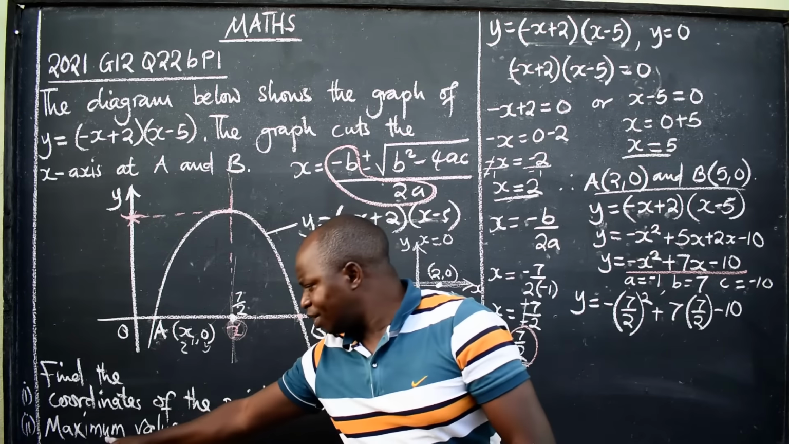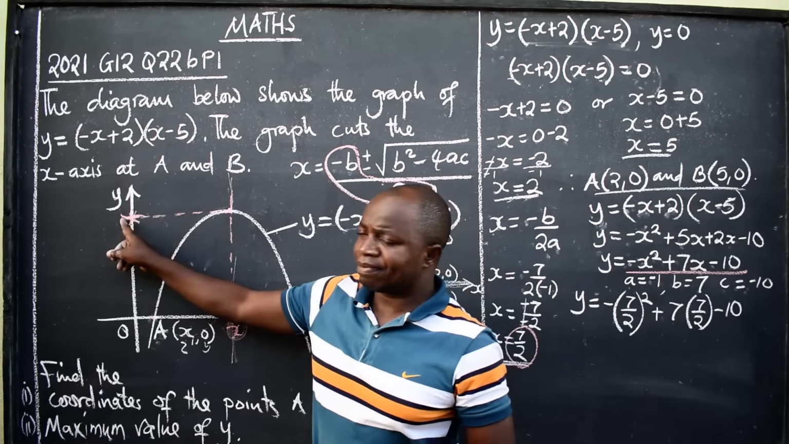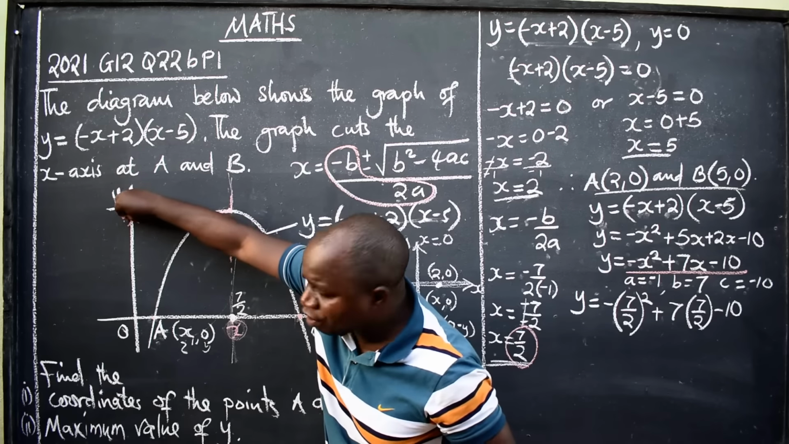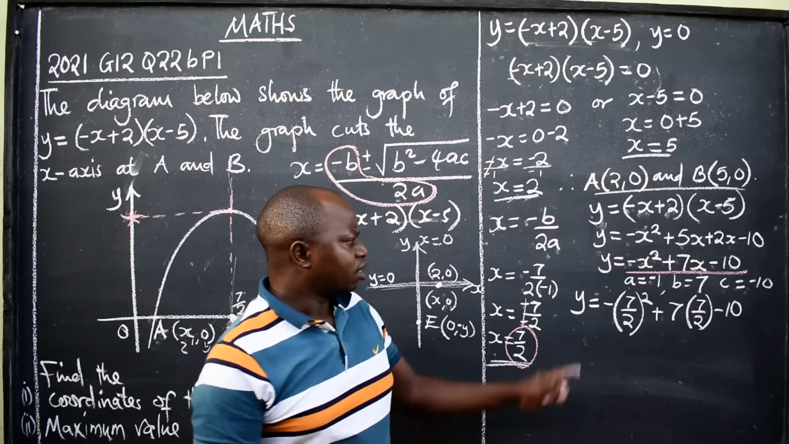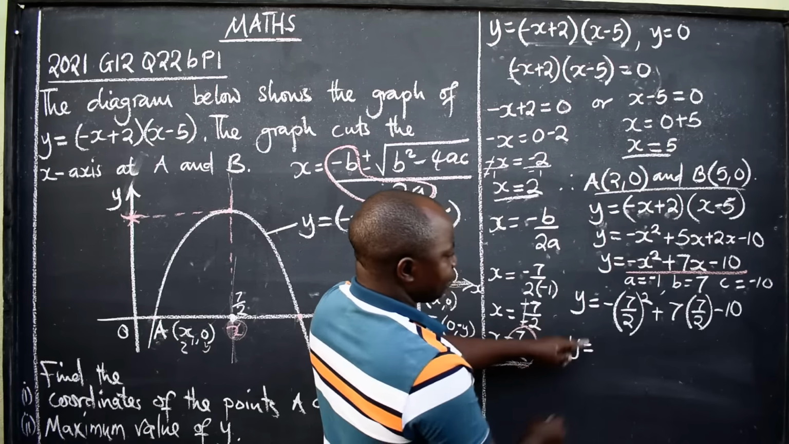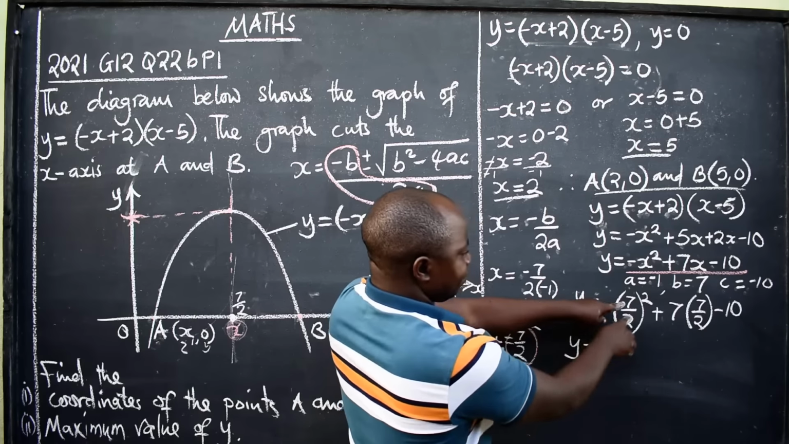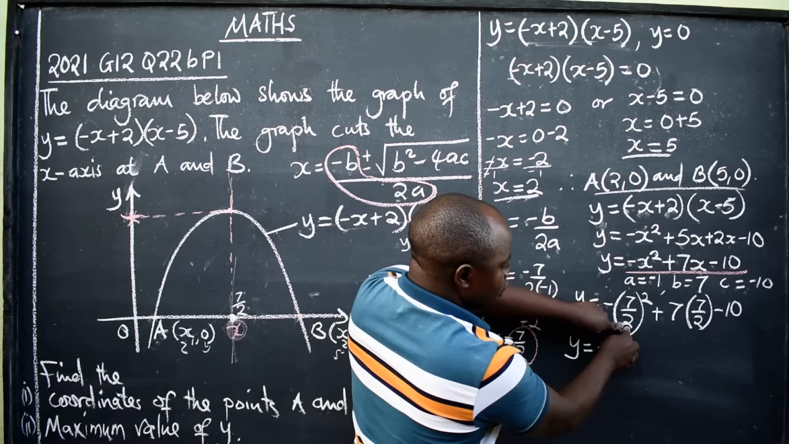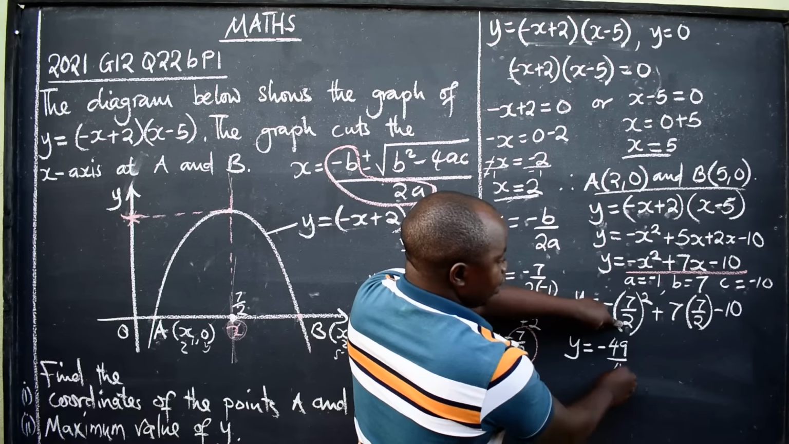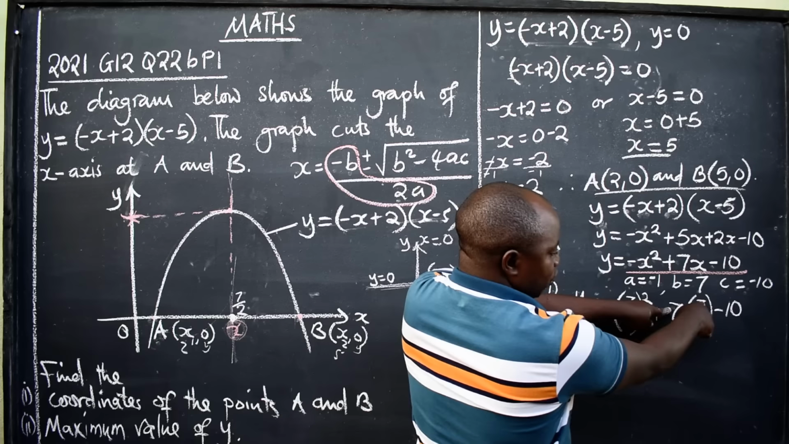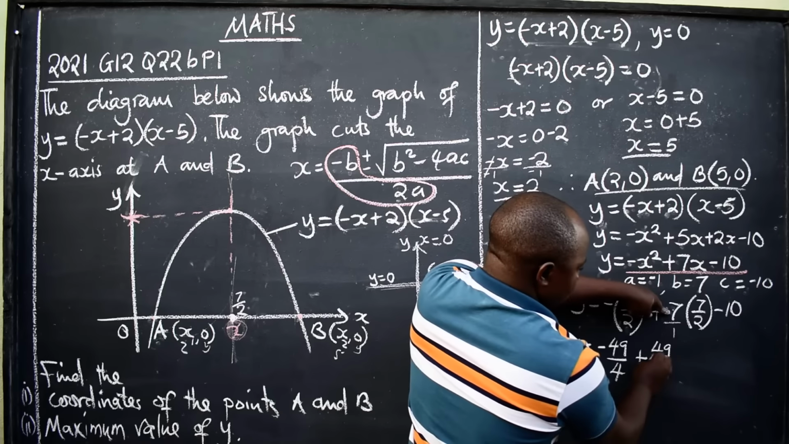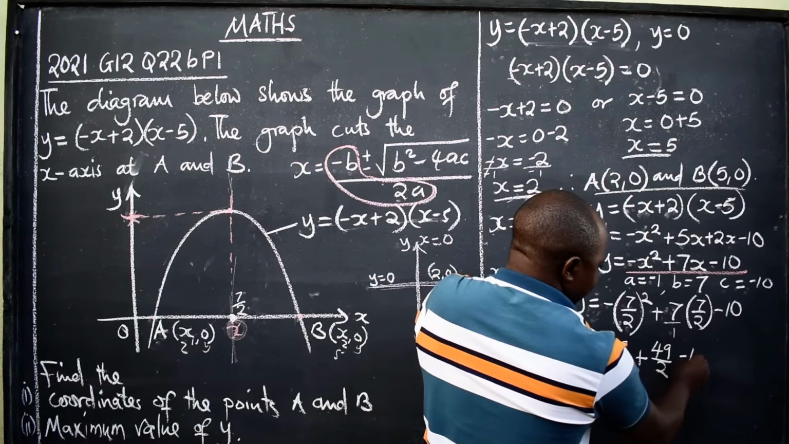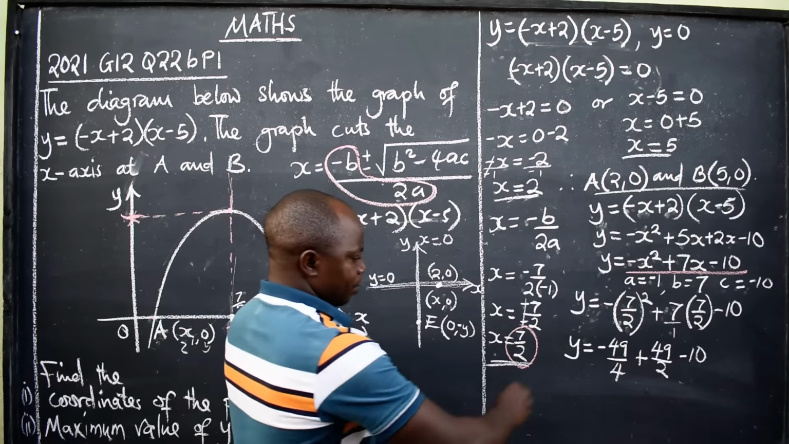Whatever we're going to find, that will be the maximum value of y. And remember, this maximum value of y should be a positive answer. Positive. These are positive. So if you find negative here, it will be wrong. So let's continue. Y is equal to negative. Let's find this. 7 over 2 squared. It means 7 squared, which is 49, over 2 squared, which is 2 times 2, gives us 4, plus, this one is 7 times 2. This is same as saying 7 over 1. So it will be 7 times 7, 49, over 1 times 2, 2, minus 10. You following?